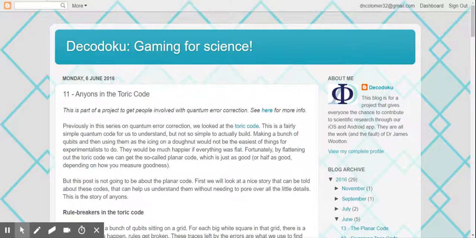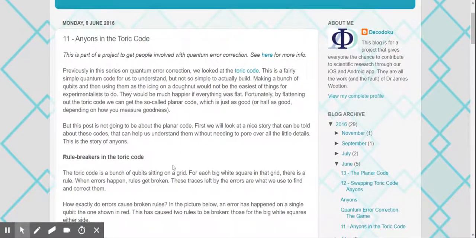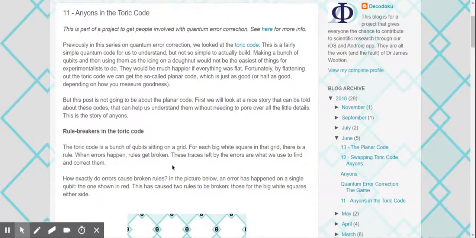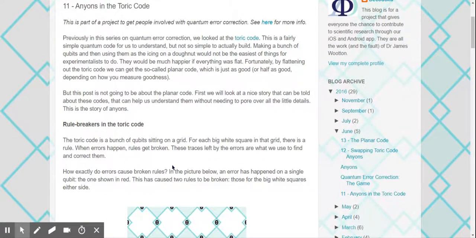Previously, in this series, we looked at toric code, a fairly simple quantum code for us to understand, but not as simple to actually build, making a bunch of qubits and then using them as the icing on the donut. One of the easiest things to experiment with. Firstly, by flattening out the toric code, we can get the so-called planar code. Indeed there's something about planar code which is just as good or half as good, depending on how you measure goodness. But this post is not going to be about planar code.